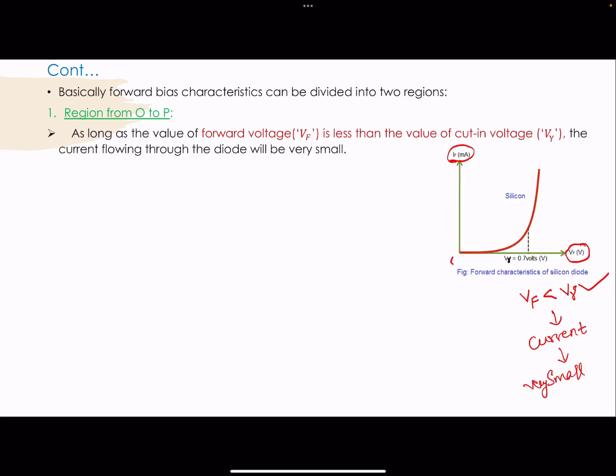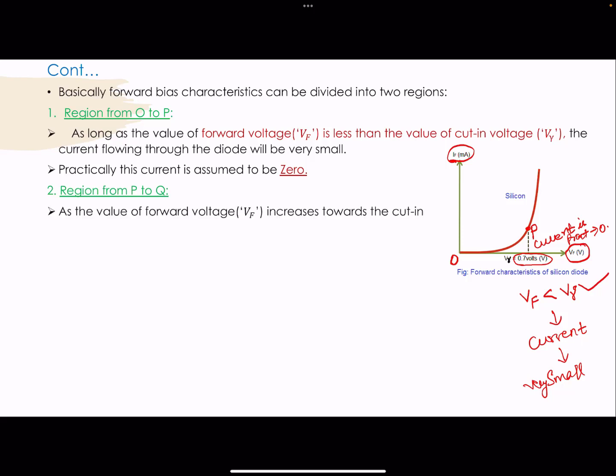So that is represented over here. This is the point O and this is the point P. Since it is the silicon diode, the cut-in voltage is 0.7 volts. So up to the point of the cut-in voltage, the current flowing across the PN junction diode will be very small. Practically, this current is assumed to be 0. So up to here, the current is practically taken as 0. The next region is from P to Q.